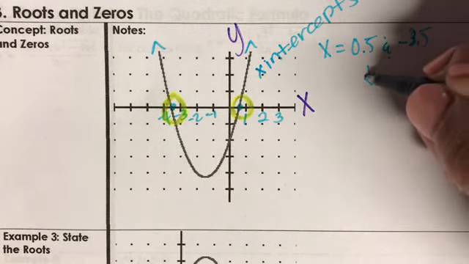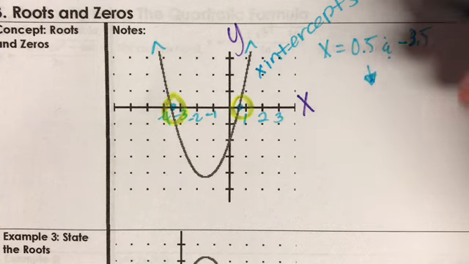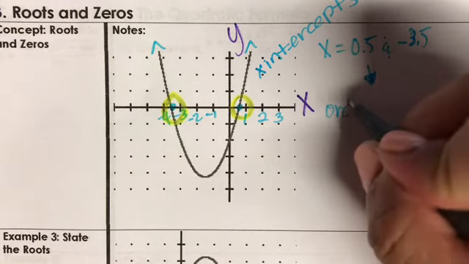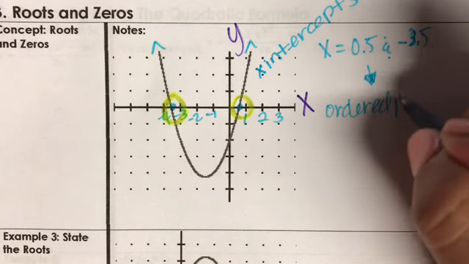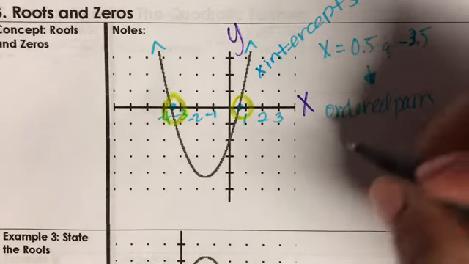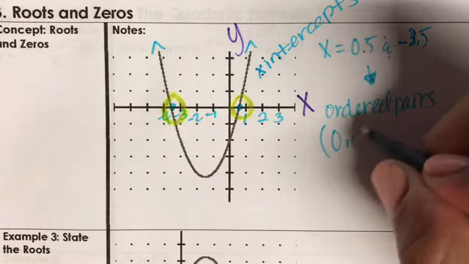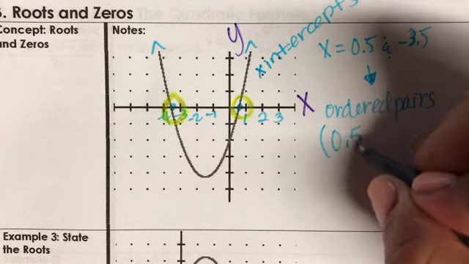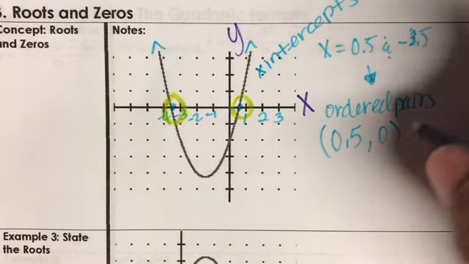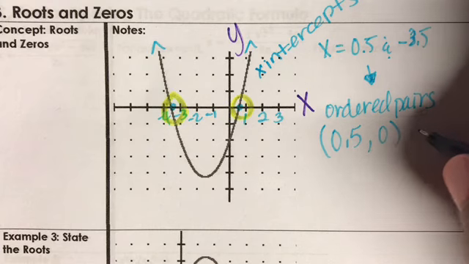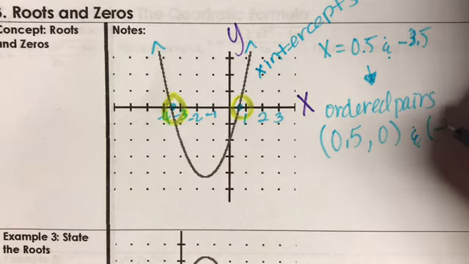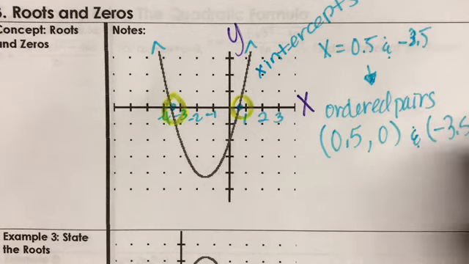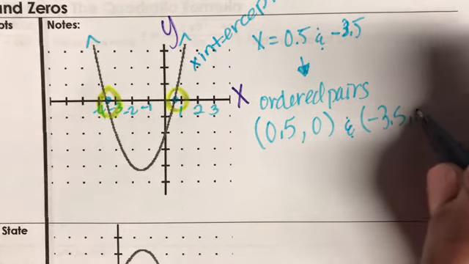Another way of saying the exact same thing is by giving ordered pairs. Now my ordered pairs would be 0.5, 0, and -3.5, 0.